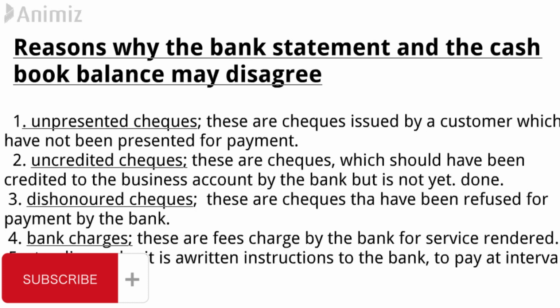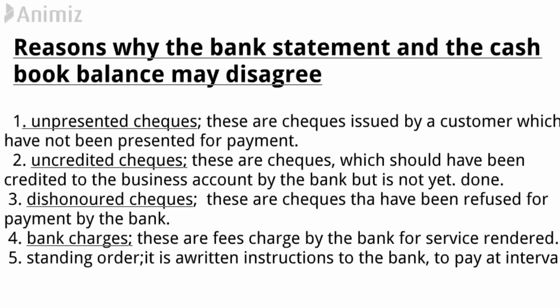Reasons why the bank statement and the cash book balance may disagree. 1. An unpresented check simply means that a check has been written and accounted for, but it has not yet been paid out by the bank from which the money is being drawn. Unpresented checks are also referred to as outstanding checks because the funds in question are, as the name suggests, outstanding.